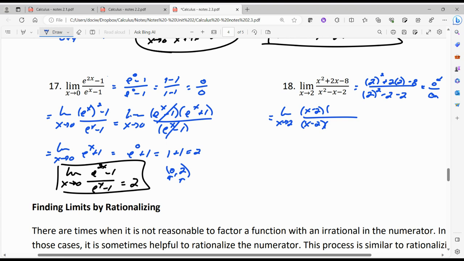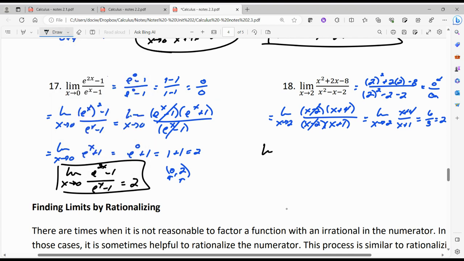One of the factors is x minus 2. Therefore, the other factor in the numerator is x plus 4. The other factor in the denominator is x plus 1. Again, x minus 2 divided by x minus 2 will equal 1 over 1, as long as x is not 2. And so now we have the limit as x approaches 2 of x plus 4 over x plus 1. So 6 over 3 is equal to 2.